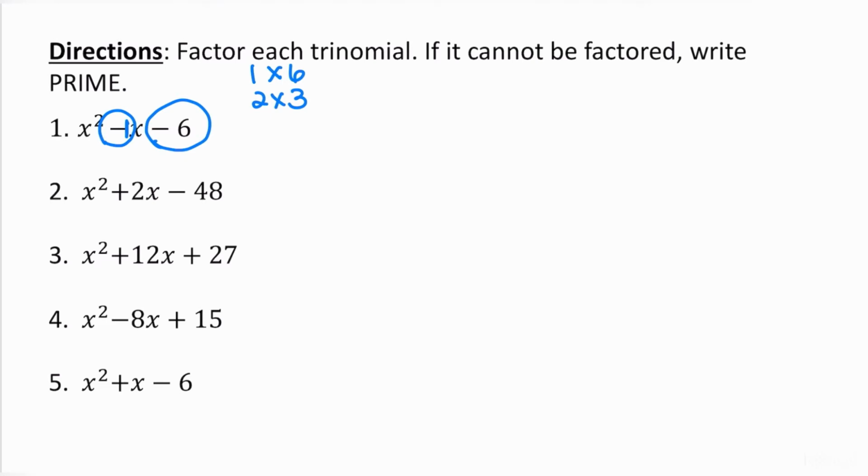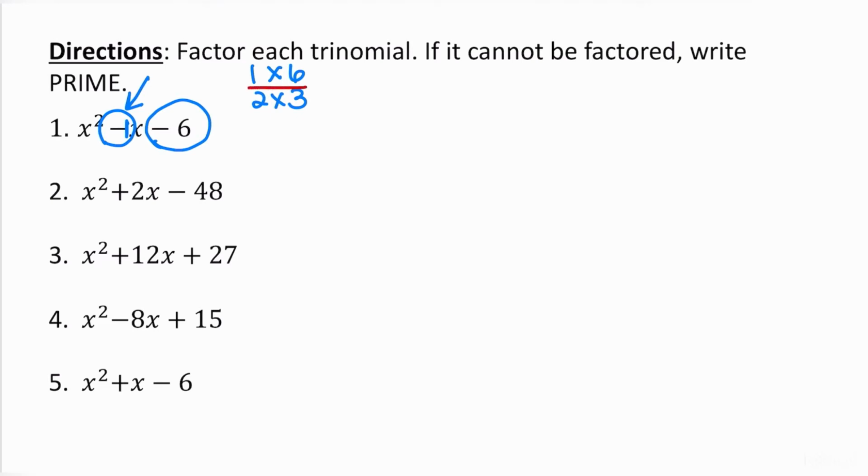Those are the only combinations for what's going to give me 6 when I multiply. So one of these has to be negative, one of them has to be positive, and the goal is to end up with negative 1. Because I'm going to end up with a negative 1, the bigger number has to be negative.